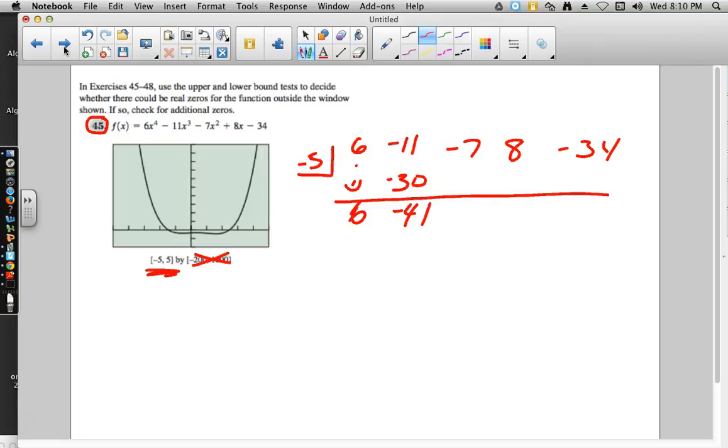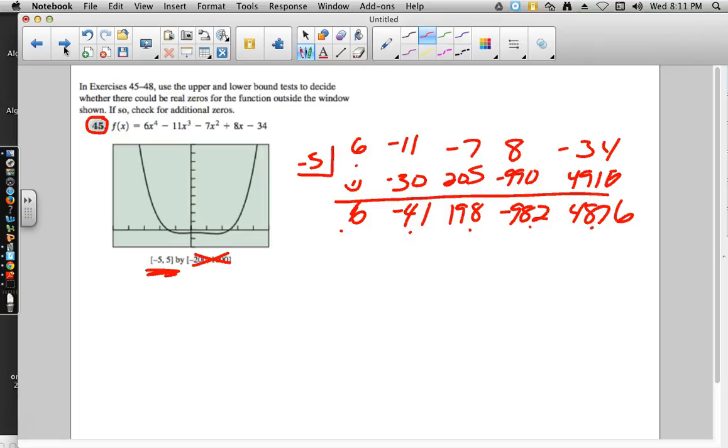Negative 5 times negative 41 is 205. Inside the box, add. Negative 7 plus 205 would be 198. Outside the box, multiply. Negative 990. Inside the box, negative 982. We're adding. Negative 982 times negative 5, 4,910. And then the addition inside the box. And we notice positive, negative, positive, negative, positive. It's about the signs, not necessarily about the numbers that we get, although those are obviously important as to which ones will give us a positive or a negative result.